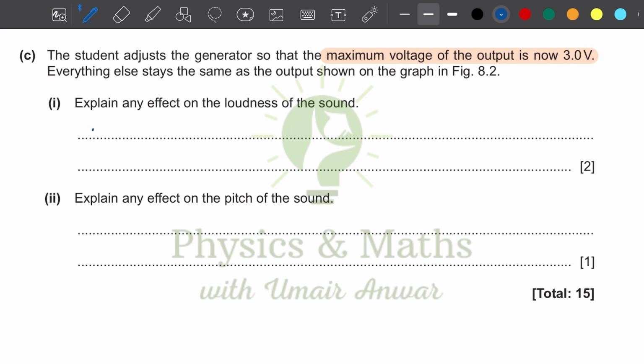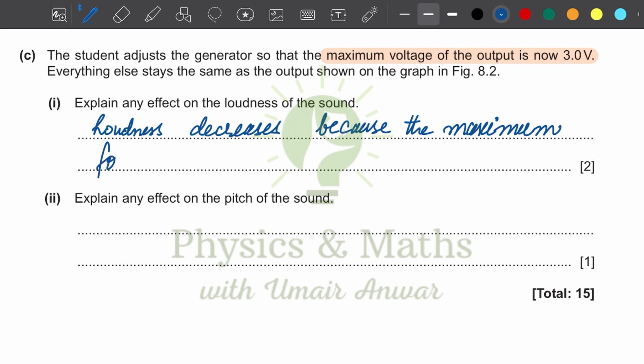So we would say that loudness decreases because loudness is proportional to amplitude, and when the amplitude decreases, the loudness decreases because the maximum force on the coil decreases. So because of the decrease in the value of the EMF, the current is going to decrease, and the force which it was previously experiencing would also decrease, and that would decrease the loudness of the sound.